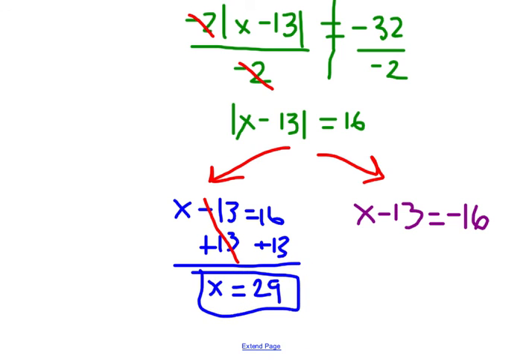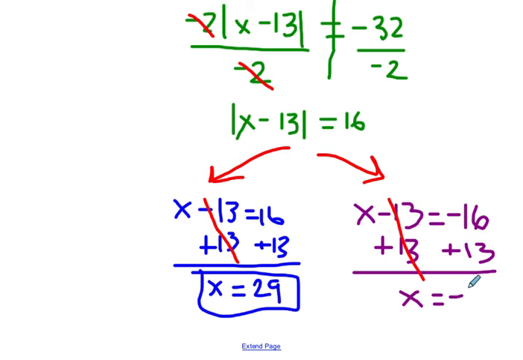In the purple equation, to get x by itself, again, I'm going to need to add 13 to both sides. And add 13 here. The 13's on the left are going to cancel out. And negative 16 plus 13 is going to leave me with negative 3. So this is your second answer.